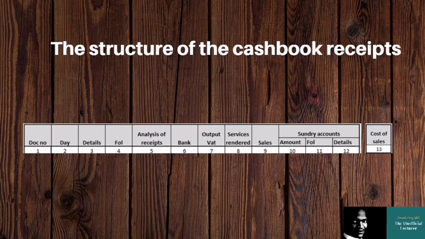Now, this is the structure of the cash book receipt. I want you guys to have a look at this. This is the structure of a cash book receipt. Now, on number one, this column is used to record the number of the source document, duplicate receipt, duplicate cash invoice, or a cash register roll. Number two, the day on which the transaction took place is entered here. Number three, details the person whom the money was received from in the event of a contractual receipt.